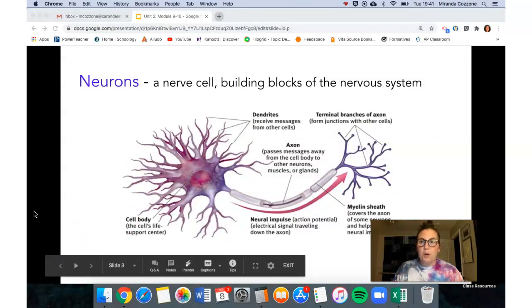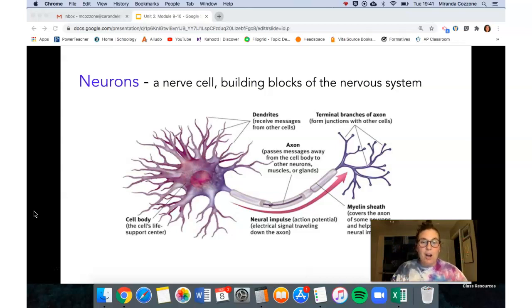All right, so we're gonna start small and work our way big. And the smallest way to start is by looking at a neuron. A neuron is a nerve cell and it's the building block of the nervous system. I'm really looking forward to seeing the way that you designed your neuron models. And so as you're studying, be looking for ways to memorize these parts in a way that seems meaningful for you, all right?